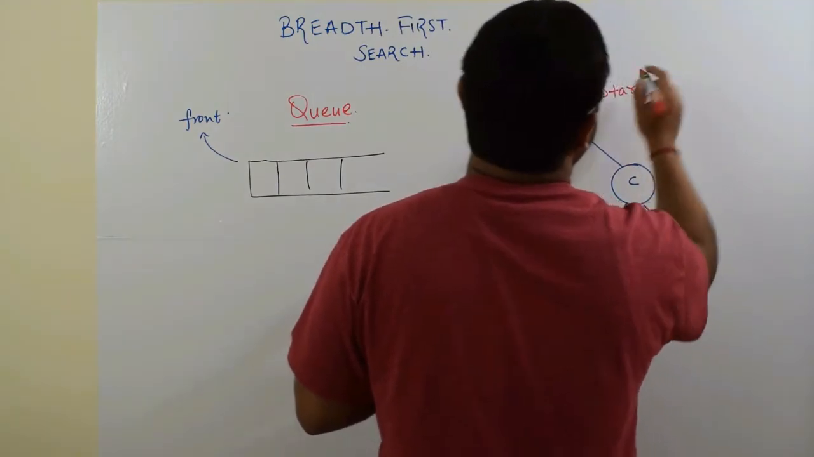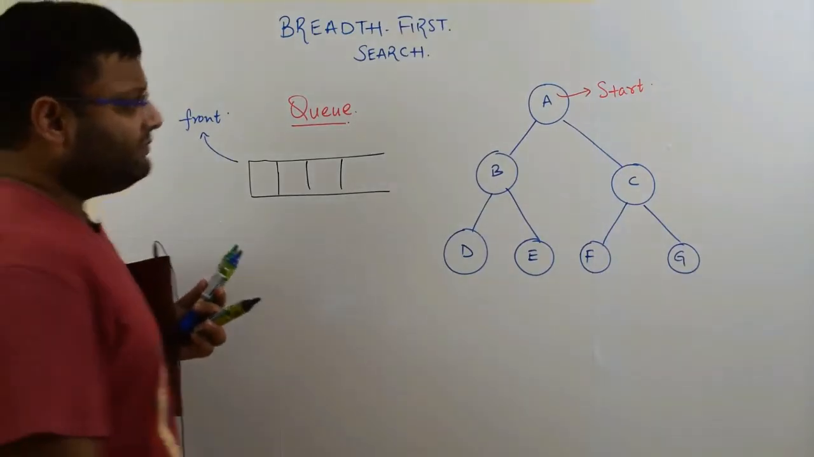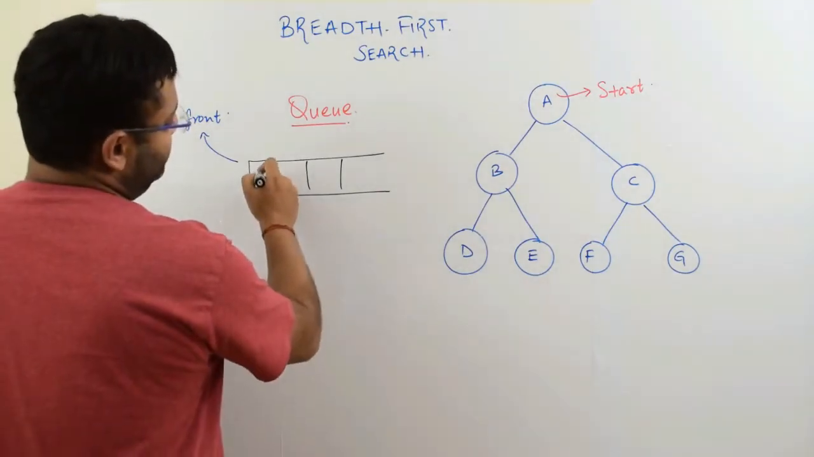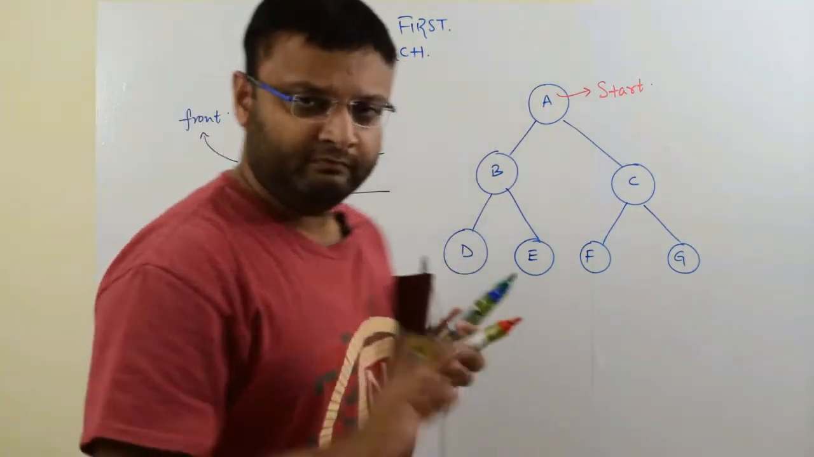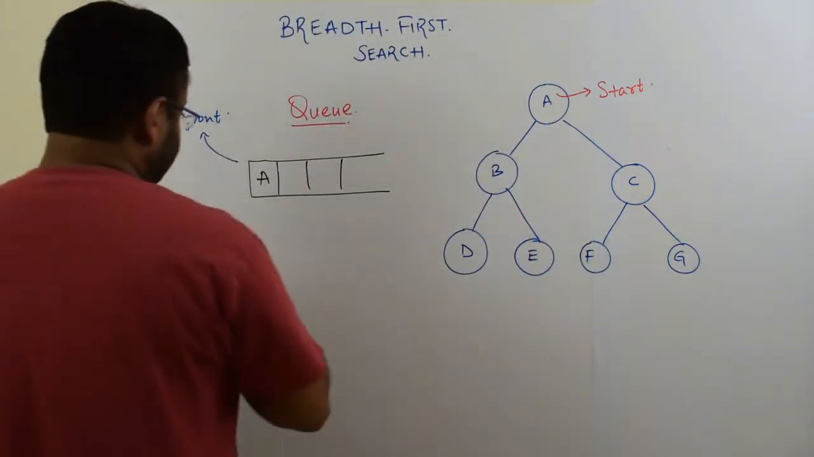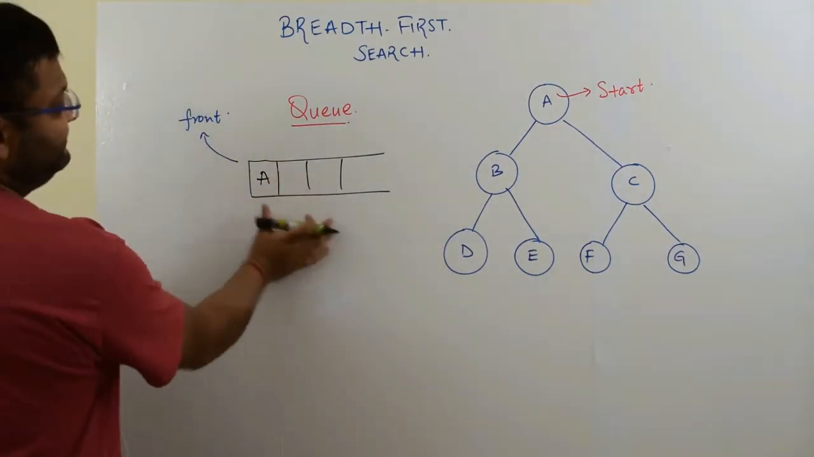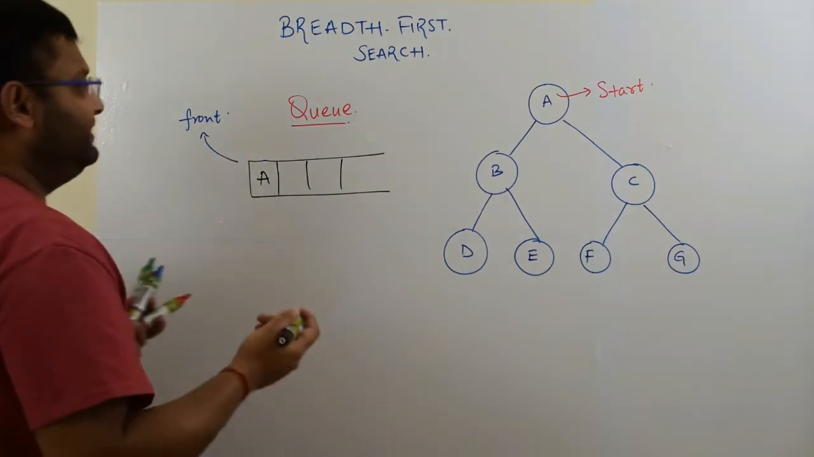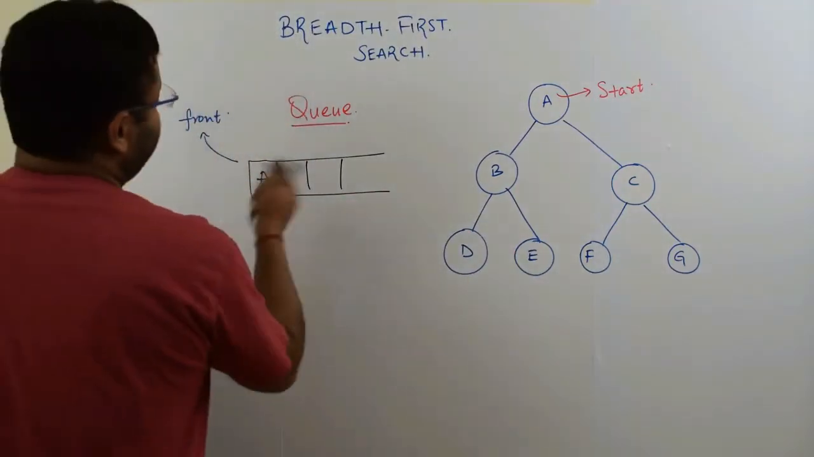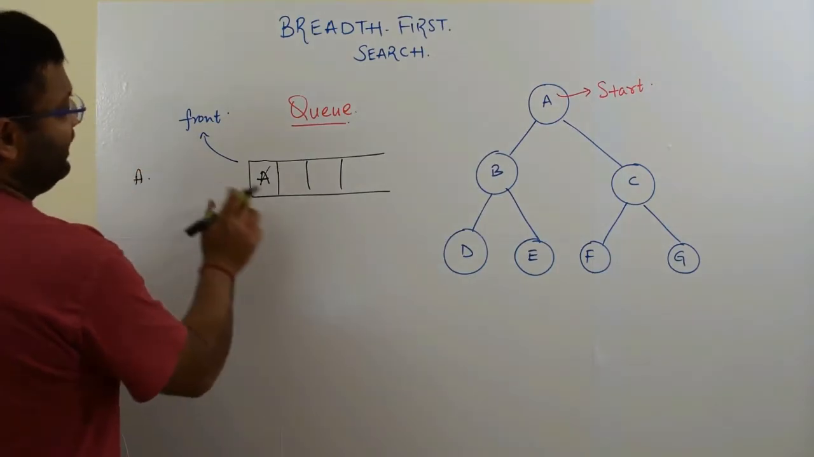So let us see that. Let us assume that A is our start node. Now what you do? Take this A node, put it into the queue. So I've put A, correct? Done. Now, next step, take this A out of the queue. Definitely, since this is the only element in the queue, anything you want to dequeue or take out of the queue will be A. Okay. Now I have taken A out of the queue.